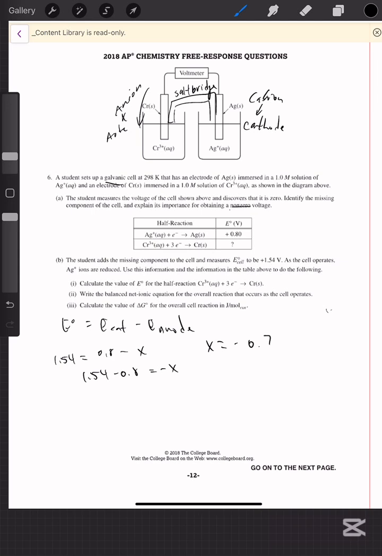So yeah, you plug the numbers in and you get that the E cathode minus E anode equals the standard reduction potential, all that, and you get that the standard reduction potential of chromium is negative 0.74.